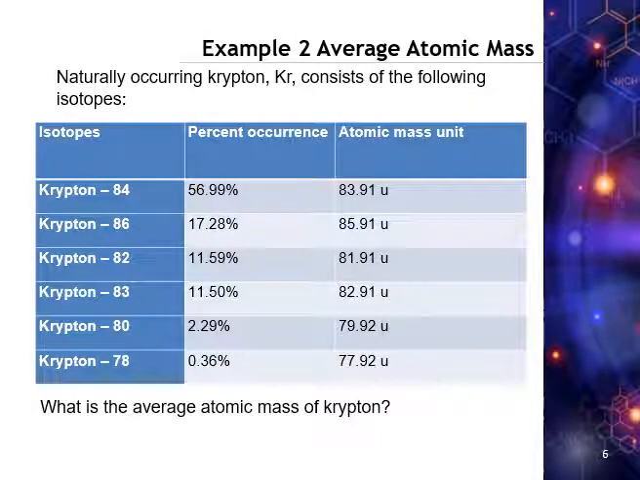Now, let's do the same thing with krypton, which has 6 naturally occurring isotopes. What is the average mass of krypton? You will notice most of the krypton in the world is krypton 84. 57% is krypton 84. So the mass of krypton on the periodic table is 83.80, which indicates that most of the mass of krypton is due to krypton 84.